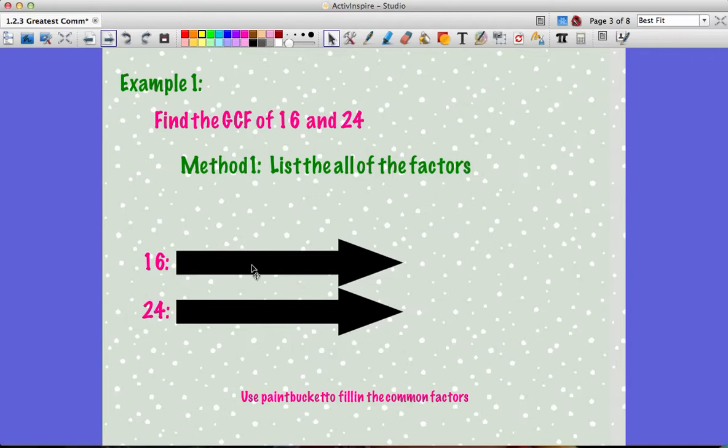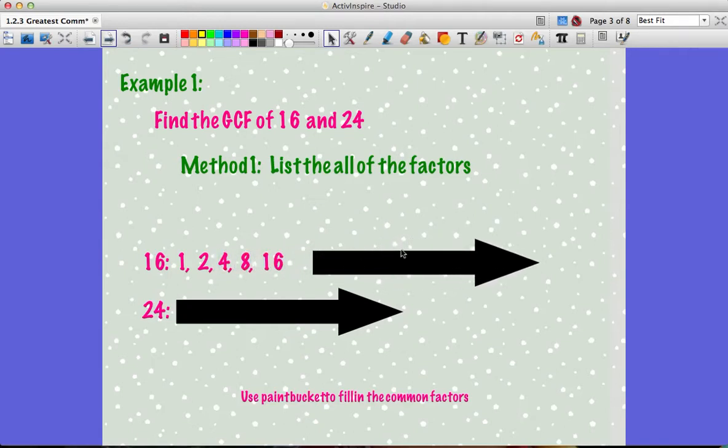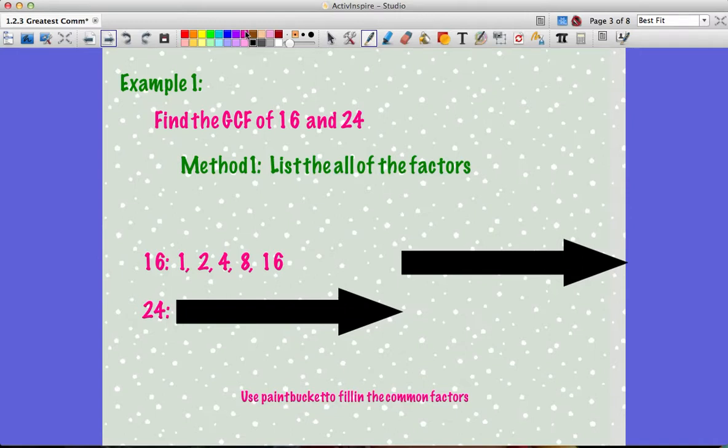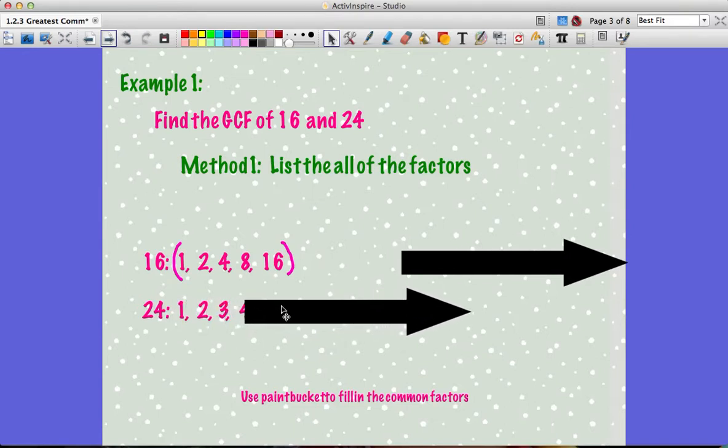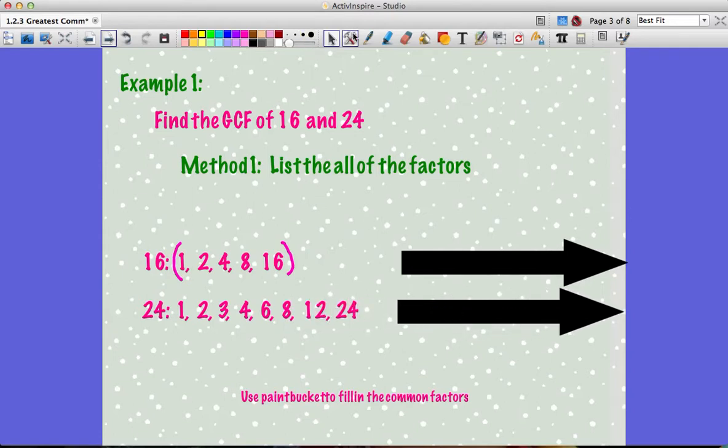All right, so the first way that we can use to find the greatest common factor of any number is to list all of the factors. So if we're trying to find the GCF of 16 and 24, we can first list the factors. So the factors of 16 are 1, 2, 4, 8, and 16. Right, and don't forget that we have to have the parentheses around those. And then the factors of 24 are 1, 2, 3, 4, 6, 8, 12, and 24.